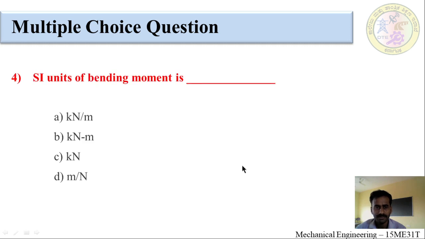What is the SI unit of bending moment? The SI unit of bending moment is kilonewton meter, because the bending moment is load into distance. The load is in kilonewton, the distance is in meters. So the answer for this question is kilonewton meter, option B.